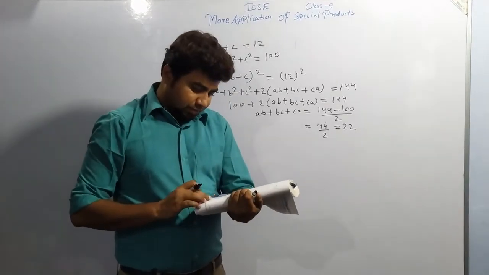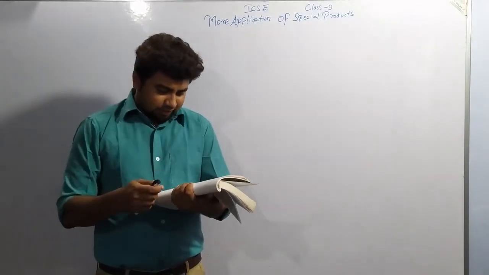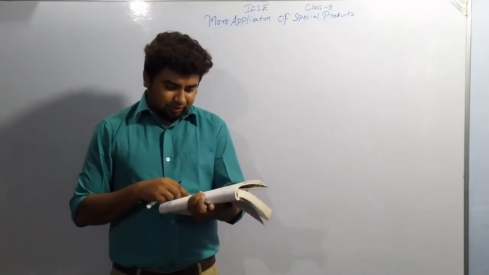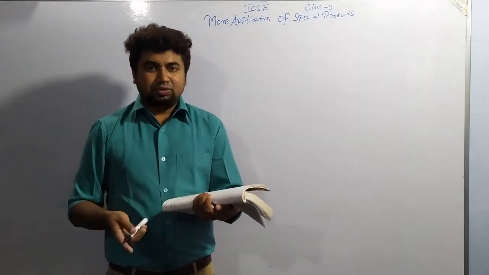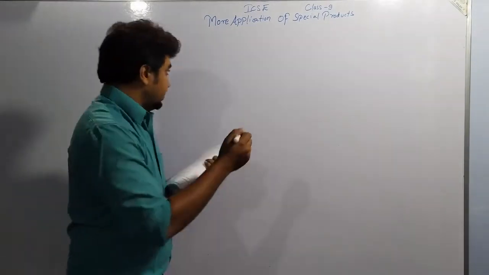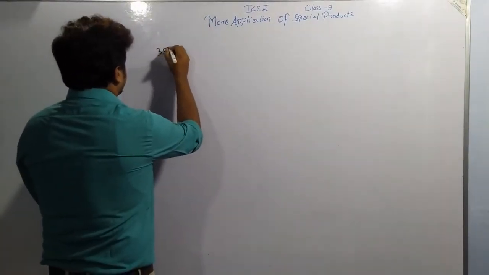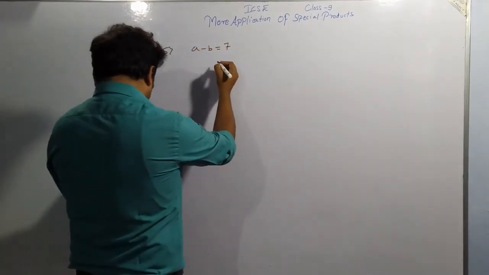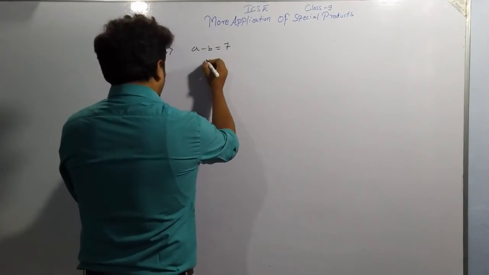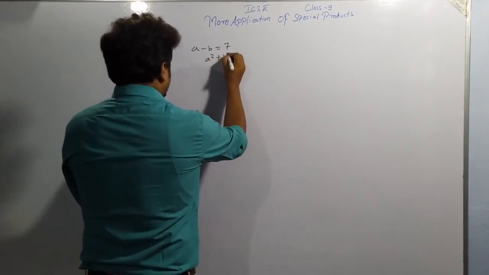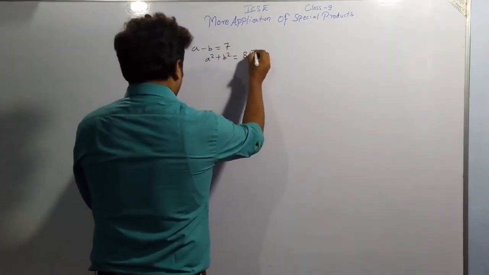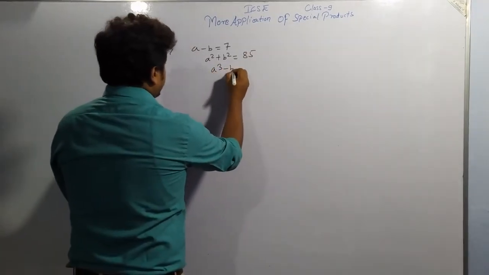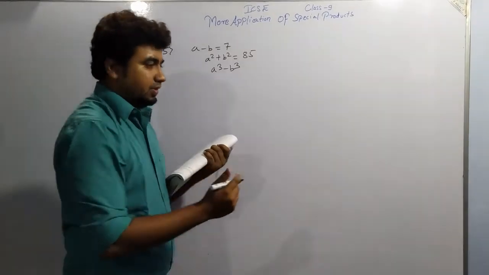Now we'll be solving question number 35. In question number 35, it is given if A minus B is equal to 7 and A square plus B square is equal to 85. Means first thing given to us is A minus B equal to 7, and A square plus B square is equal to 85. This is given to us. So we can find the value. We have to find A cube minus B cube. This value we have to find.